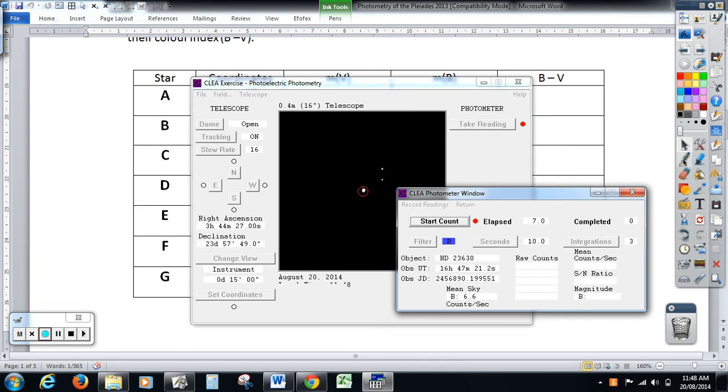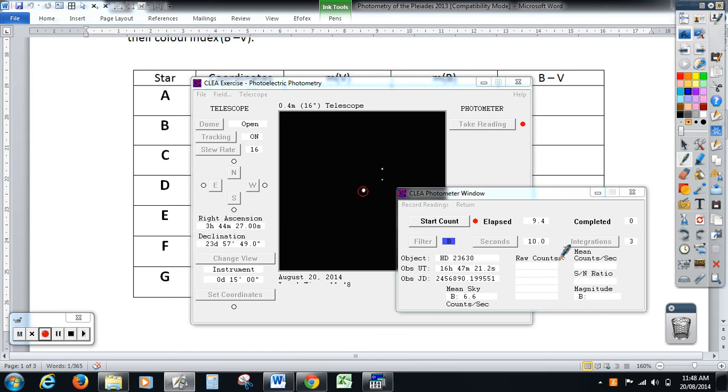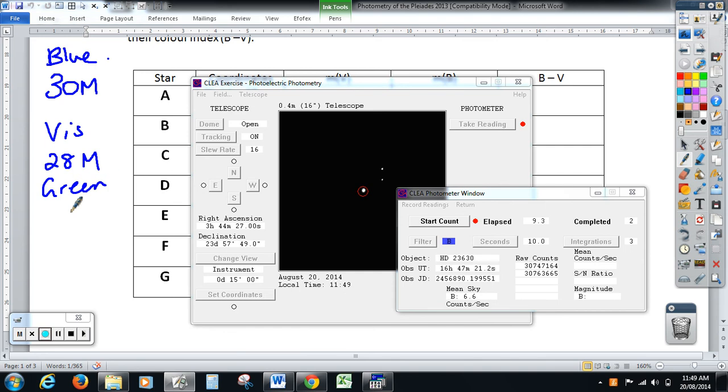So this time, after it gets to 10, it's going to work out how many photons. There's 30 million. So there are 30 million photons coming through the blue filter, approximately. It's actually 31 million. Through the visual filter, we found that there was 28 million. That means there are more blue photons than, remember this is green and yellow. So there are more blue than green and yellow photons. That means that this star over here is a much hotter star, is a hot star, because a hot star puts out more blue than the rest.